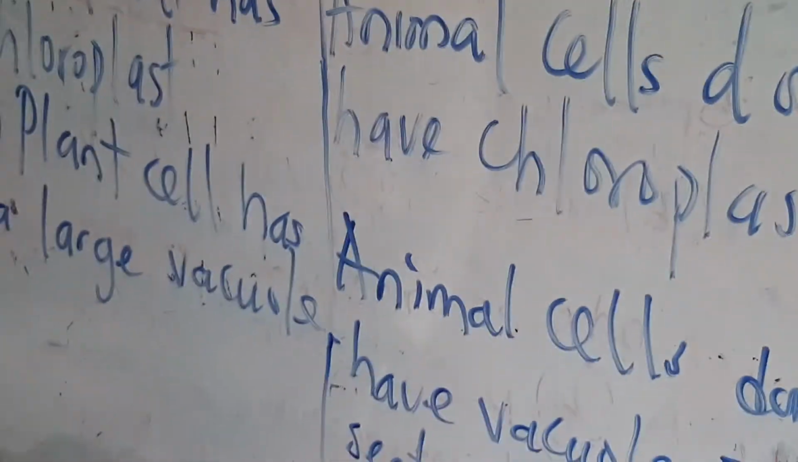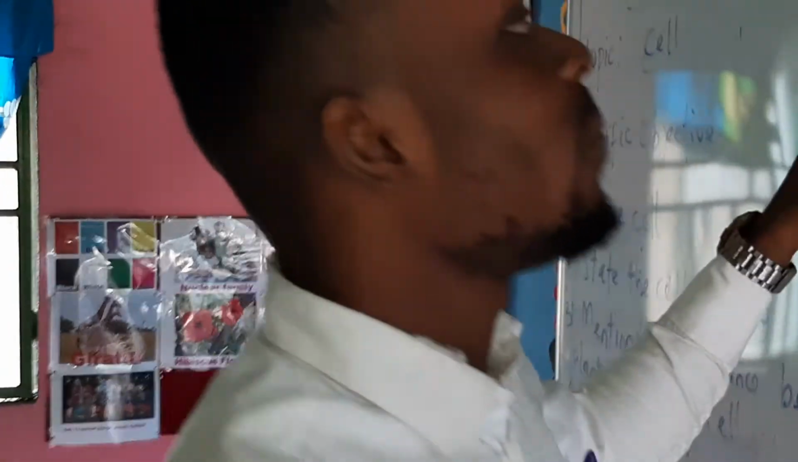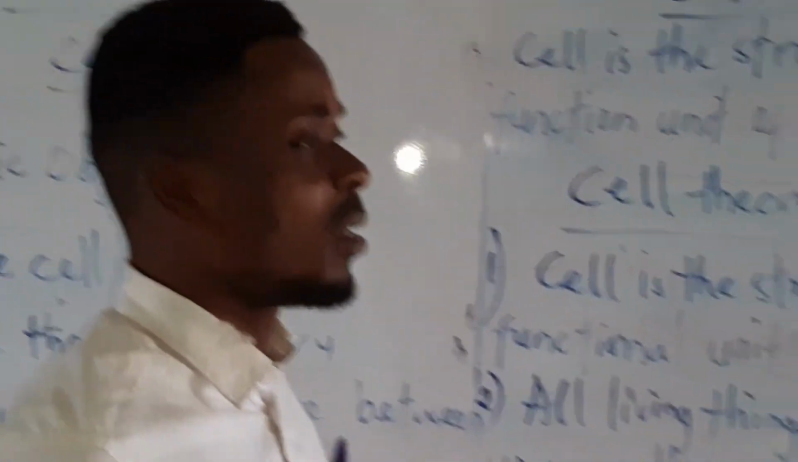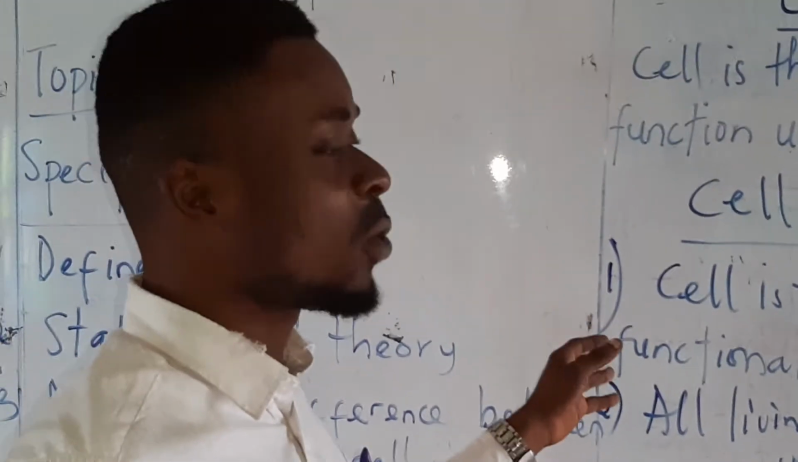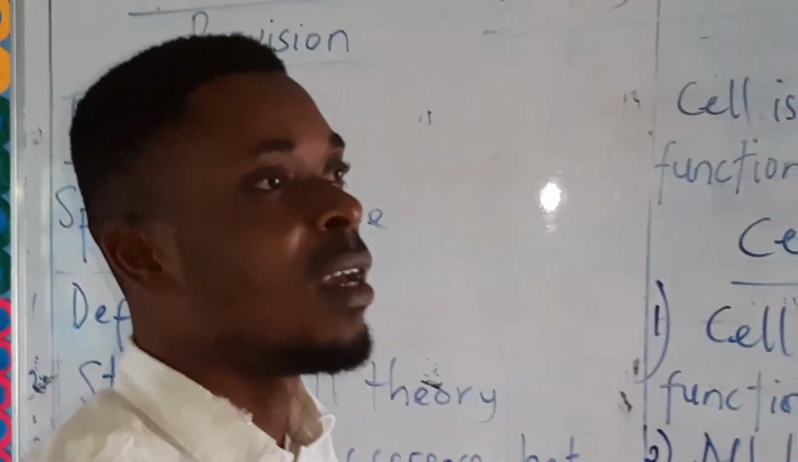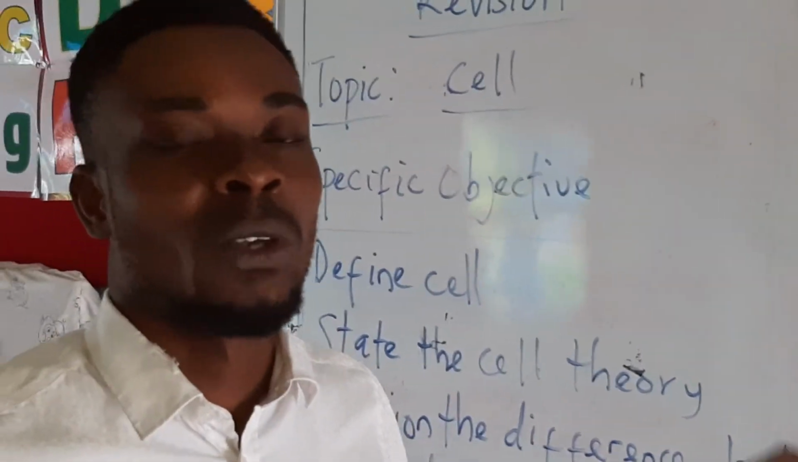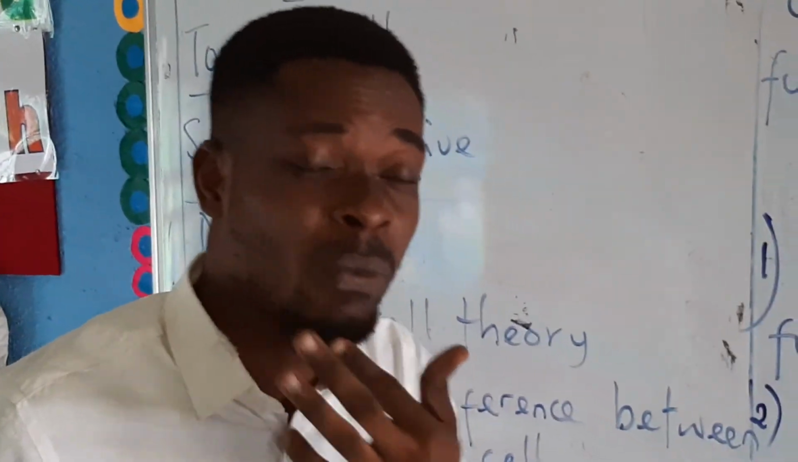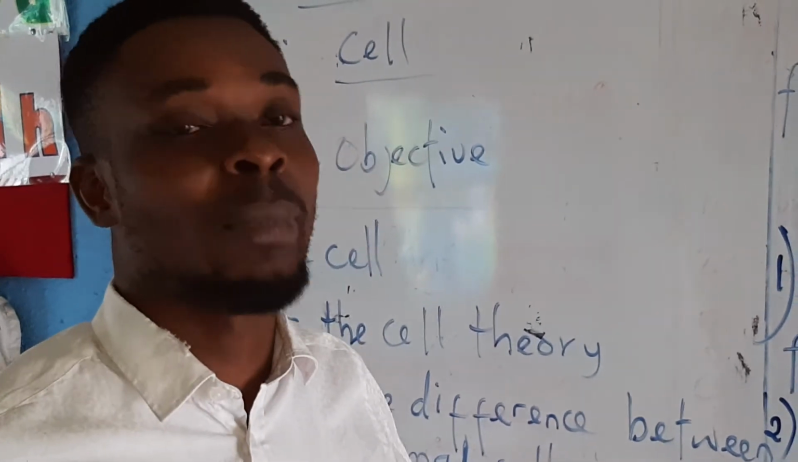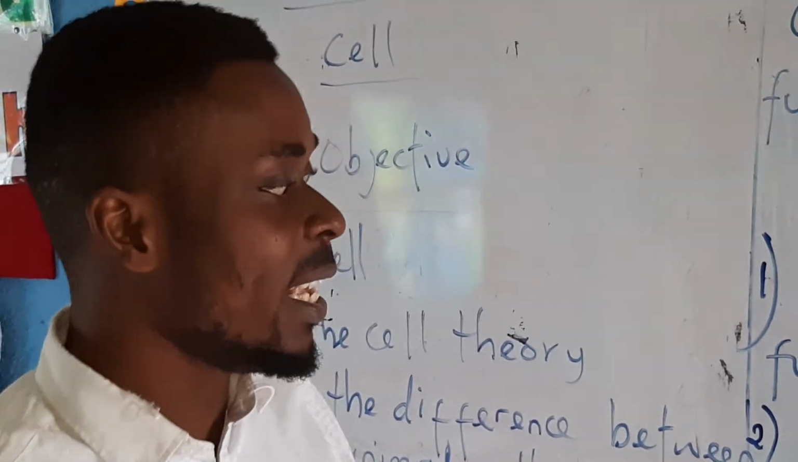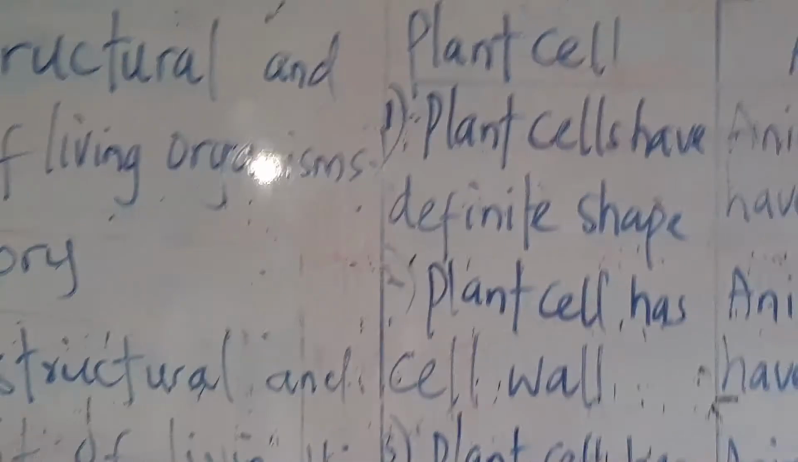So I believe we've gotten that for today, class. Remember, we defined cell as the structural and functional unit of living organisms. We also discussed the cell theory: all living things are made up of cells, and new cells are formed from pre-existing cells by cell division. And we gave some of the differences between plant and animal cells, as you can see.